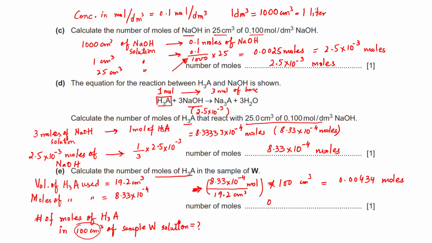Or you can write it as 0.434 times 10 to the power minus 3. No, sorry. For two significant figures, the answer will be 0.0043 moles. Okay, this will be the value of moles of H3A in the sample of W, the one we created in the start.